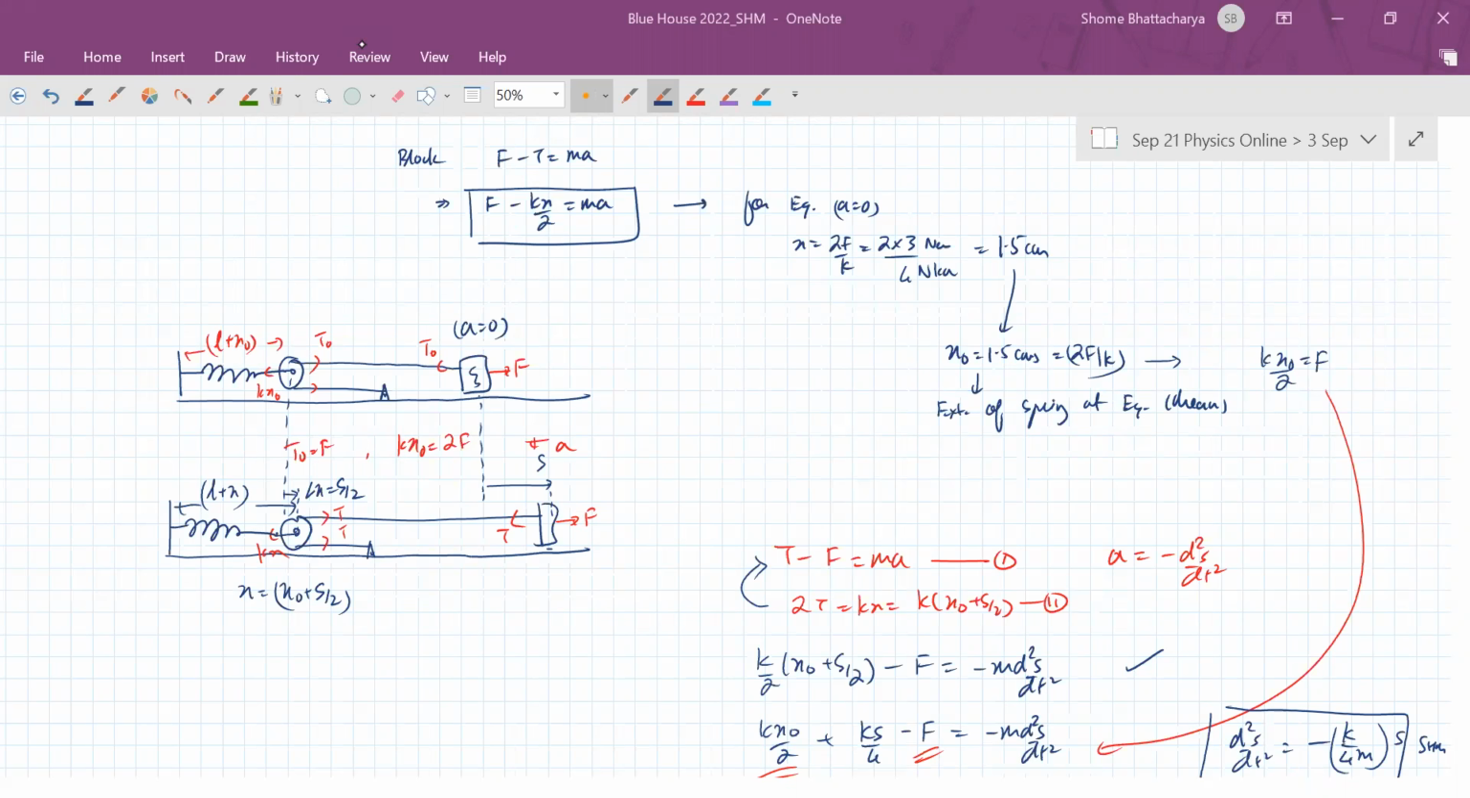Once it goes beyond that point, where x naught is equal to 2f by k, the block starts decelerating. So from the starting position where x is equal to 0 till the position x naught, the block is accelerating, and beyond x naught the block starts decelerating. So that starting position to mean position is the amplitude, no? And on the other side, it will go by the same distance. Understood? So the amplitude of SHM can also be understood that way.